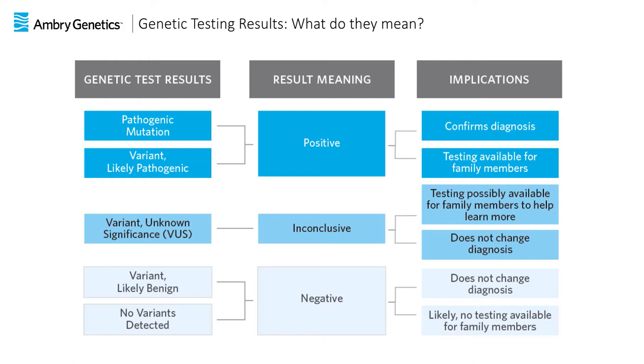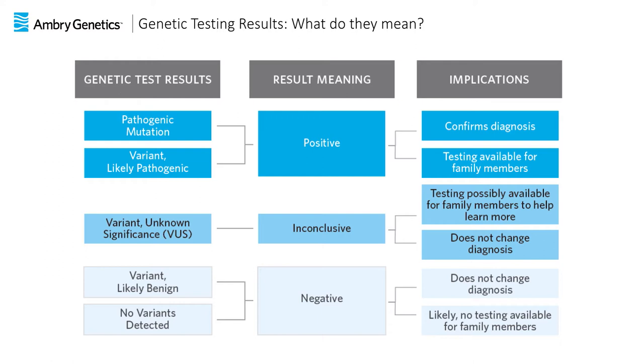So pathogenic mutation, in the past you might have heard things like deleterious or disease causing. So a pathogenic mutation or a likely pathogenic mutation would essentially equal a positive result. So this would confirm a diagnosis, would allow you to use that information to risk stratify family members. You can identify a variant of uncertain significance. This is an unclear result, and really a result like this should not be used to make medical management decisions for the patient, should not be used to determine risk status of other people in the family. You can also identify a variant that is thought to be likely benign, or you can not identify any variants.